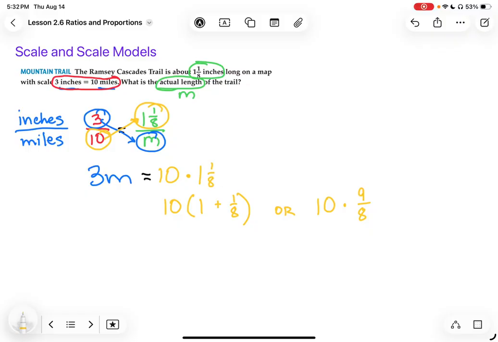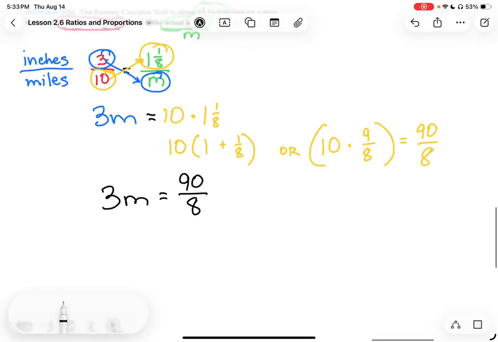I sort of prefer the improper fraction. That's the way I prefer to do things. I just think it's easier. This 10 times 9/8 is just 90/8. To me, that's a little easier to deal with. So I'm going to do it that way, but you can do the distributive property version if you like. So 3m equals 90/8.